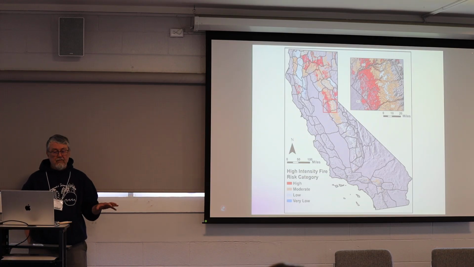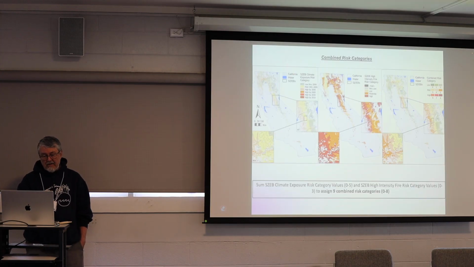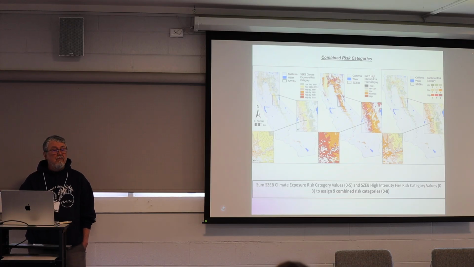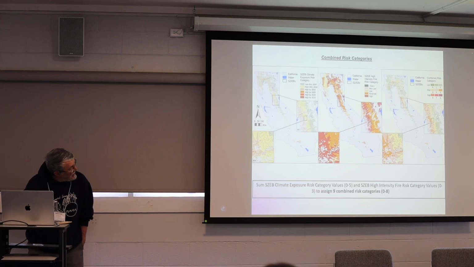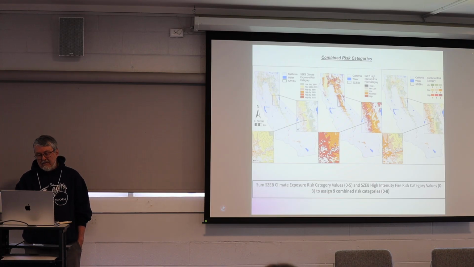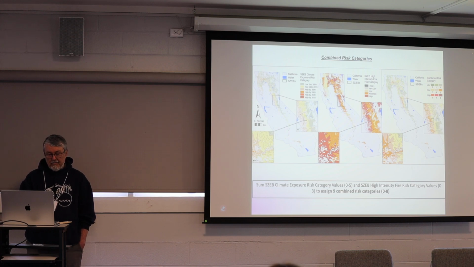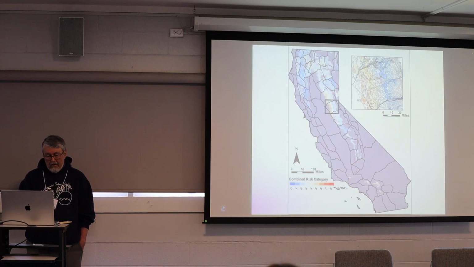So we've got a climate risk now, and we have a high wildfire intensity, and we can combine those. So we can just add them together and say, well, which areas are now showing a really high risk profile across the entire range of the state. And a lot of the areas in the southern part of the state, not surprisingly, have that condition. And so yeah, there you see it.